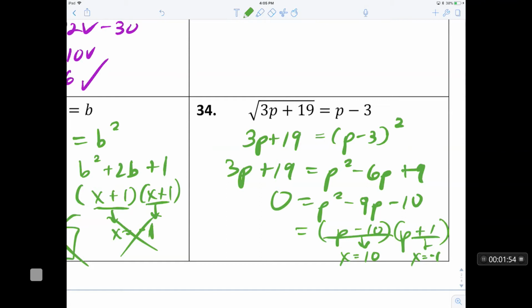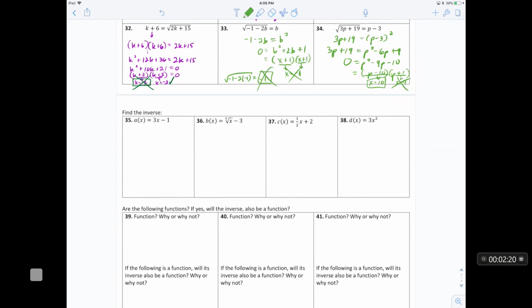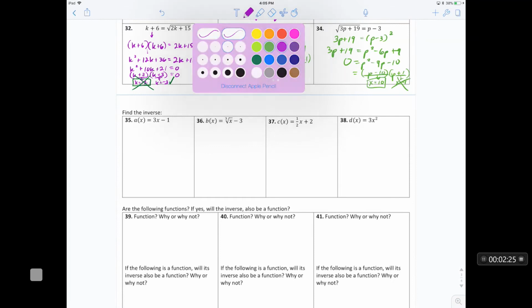Let's see here. We want to go back and check to see if these solutions work. However, when you go back, you'll check to see that x equals 10 does work, but when we plug in -1, we're going to get a negative constant on the other side, so this will not work. Okay. Let's go through 35 through 38.